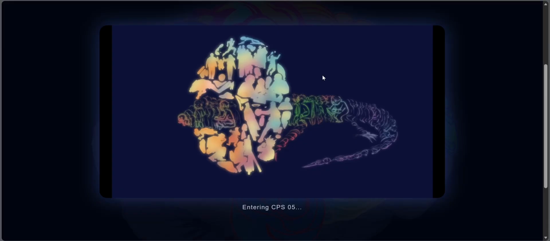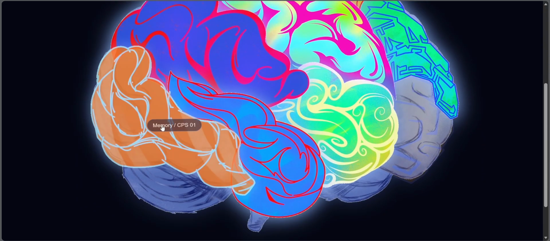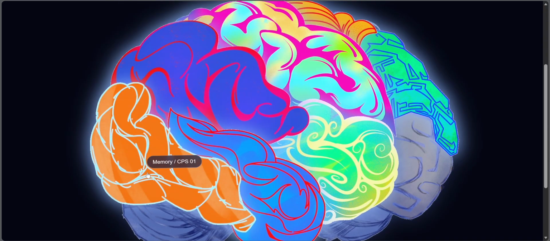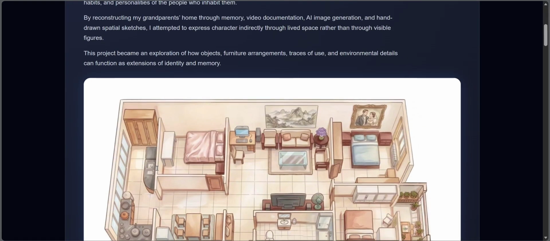It is shaped by the past, and it is also influenced by futures that never happened. In week 8, the theme was character and environment. This was one of my most personal projects. I reconstructed my grandparents' home through video documentation, memory, AI image generation, and hand-drawn sketches.